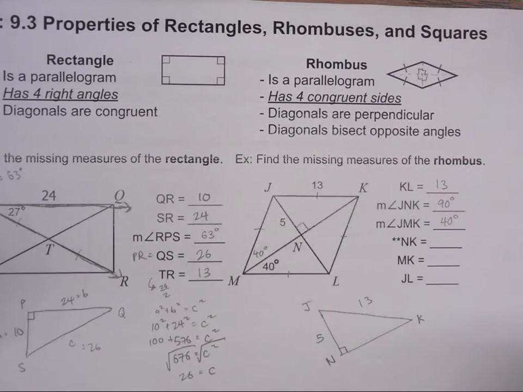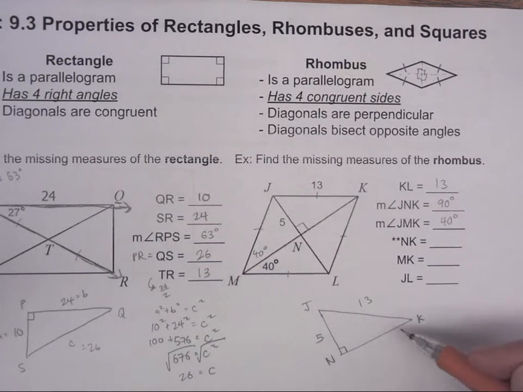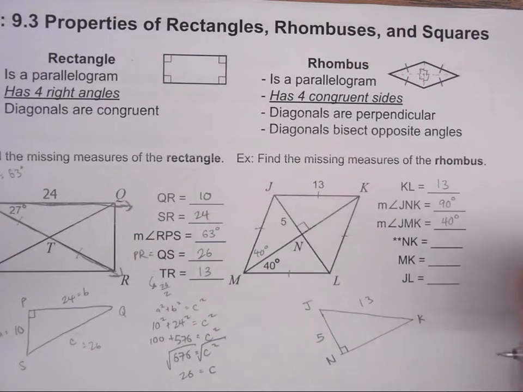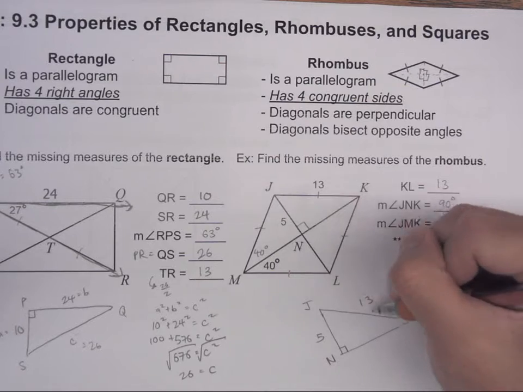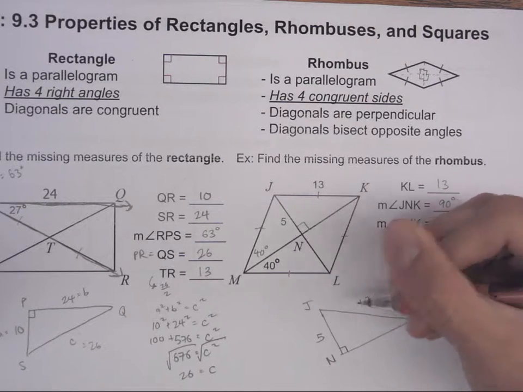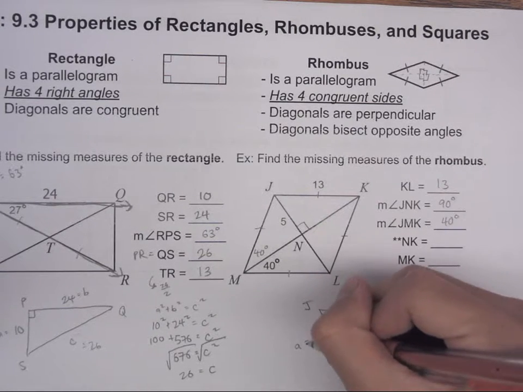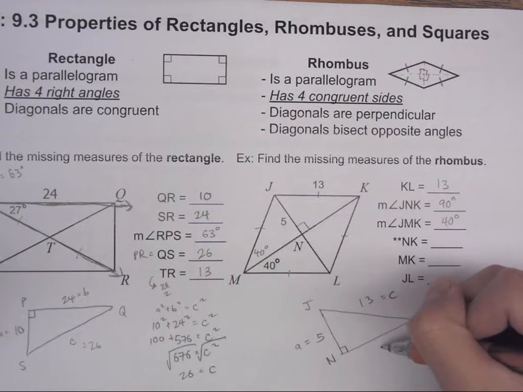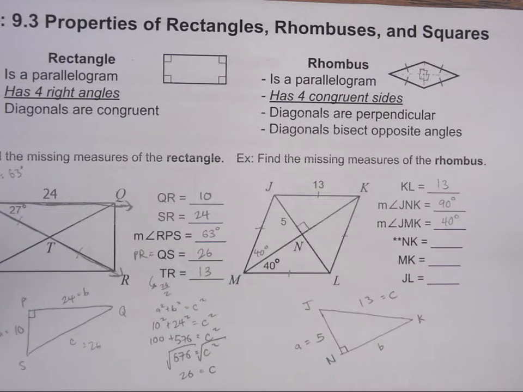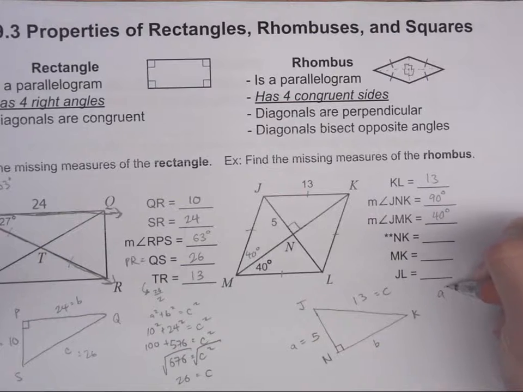Every time you are faced with a right triangle, if you want to find the unknown side length, you have to apply the Pythagorean theorem. What we know is that this is going to be the longest side, so this is our hypotenuse. Our hypotenuse is C. We have to find one of the legs. One of the shorter legs is A, and the other shorter leg would be B. So apply the Pythagorean theorem: A squared plus B squared equals C squared.